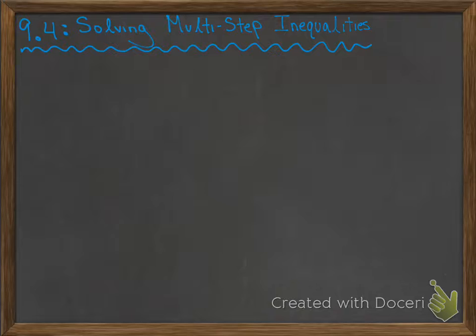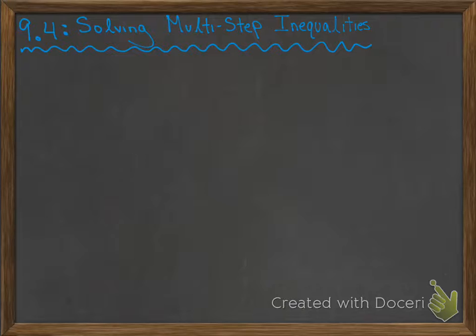9-4 is called solving multi-step inequalities. Just like how we had 8-4 and 8-5, which were solving equations using the distributive property and solving multi-step equations, we have the same thing with inequalities. These are basically inequalities that require multiple steps, more than two, in order to solve them.